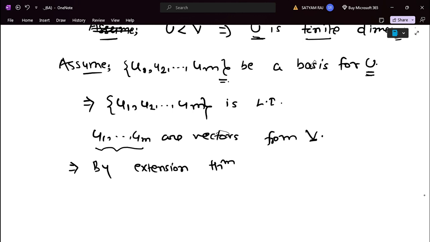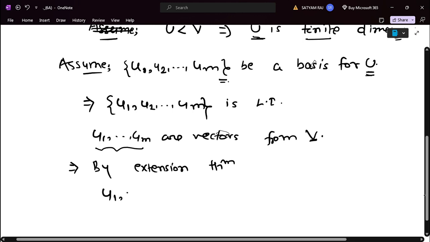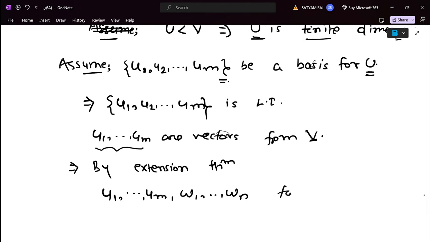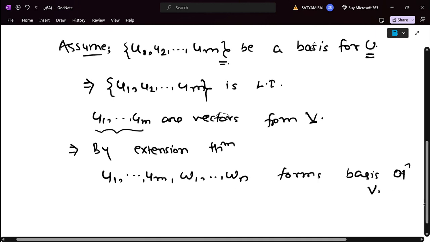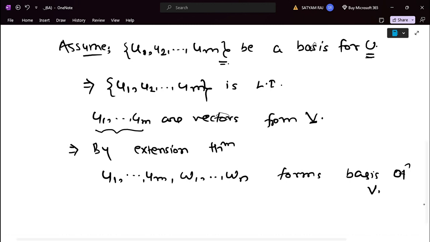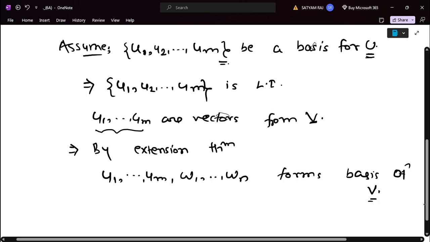Okay, so we will extend u1 dot dot um, and we will extend by w1 to wn, which forms a basis of V. Okay, we have a basis of U, and since this is LI in V, because U is a subset of V, we can extend to form this basis of V. Now we got a basis of V.